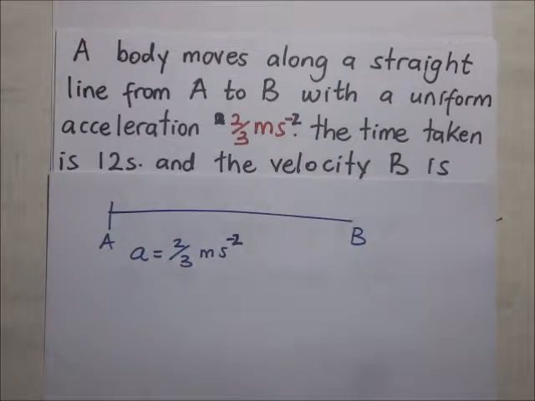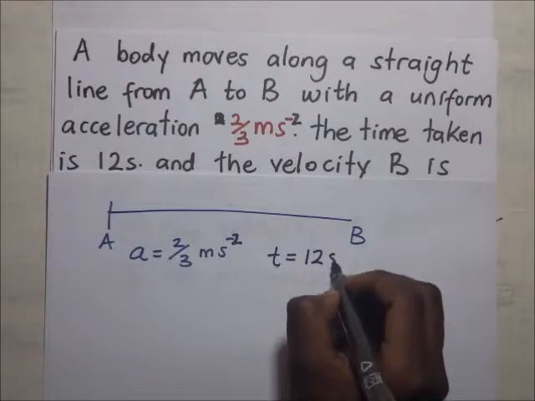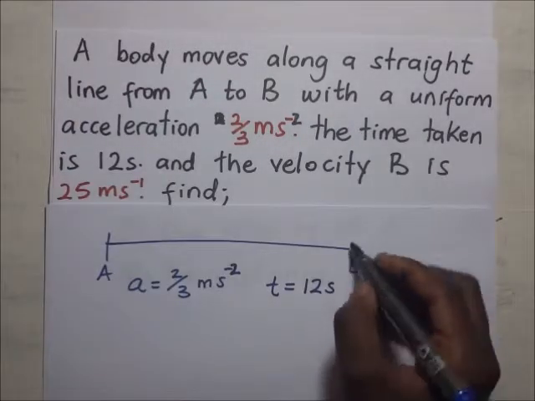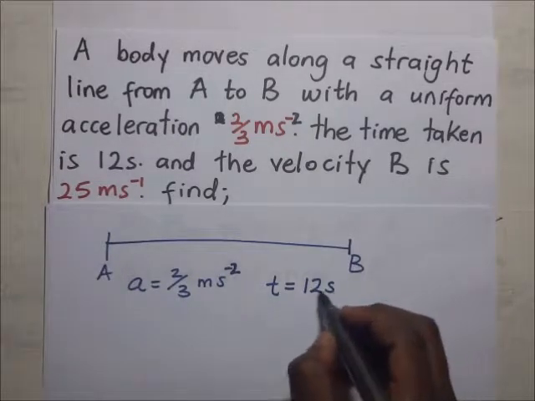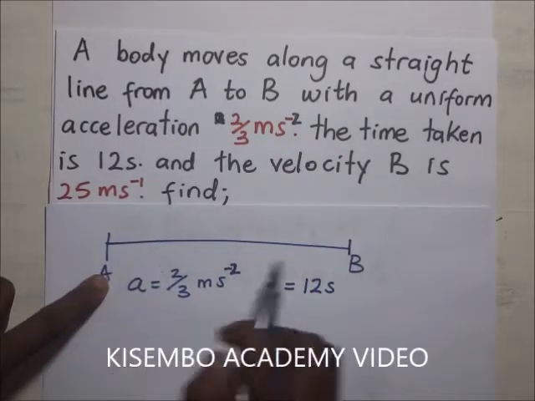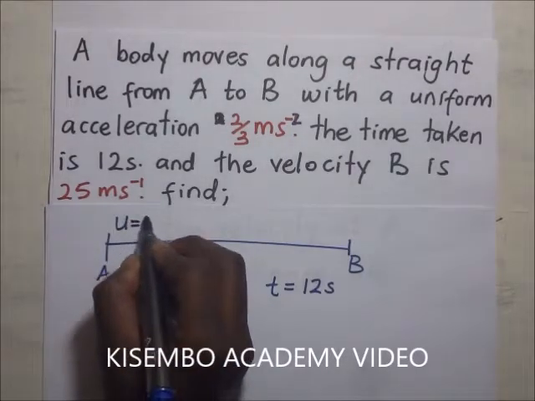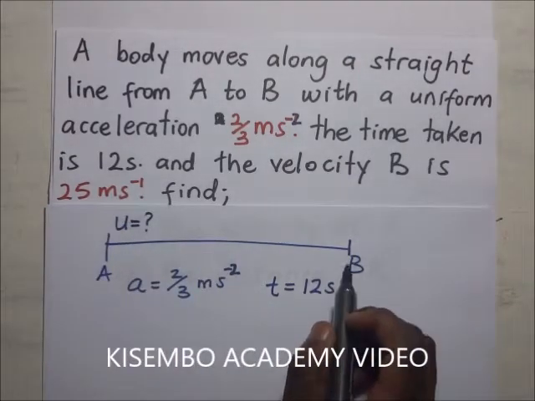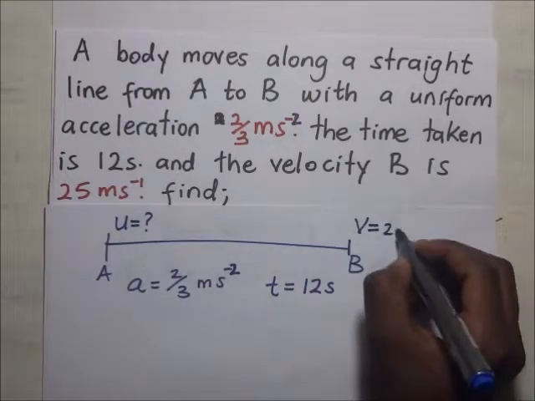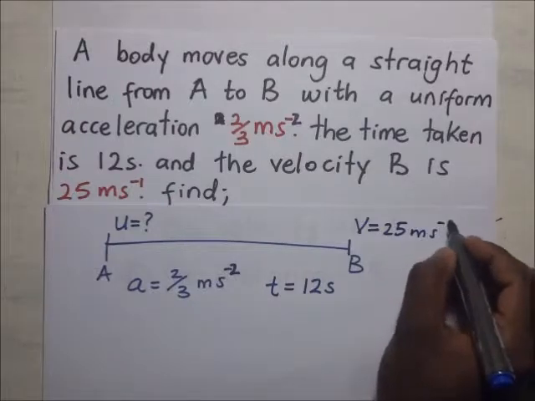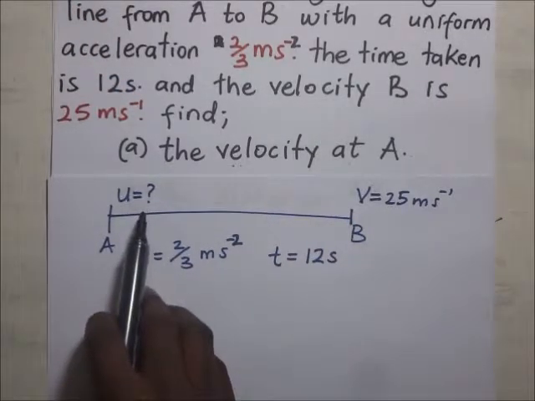The time this thing is taking is 12 seconds. So the time taken here is 12 seconds. The velocity at B is 25 meters per second. So the final velocity, because it starts from A to go to B. So the velocity at A is what we shall be calling our initial velocity. It's not given in the question. The final velocity at B, which we shall call capital V, is 25 meters per second. Find the velocity at A. So we are being required to find the initial velocity at A.